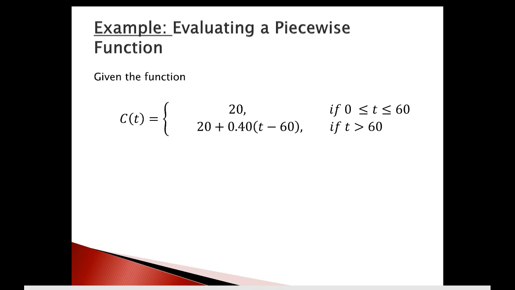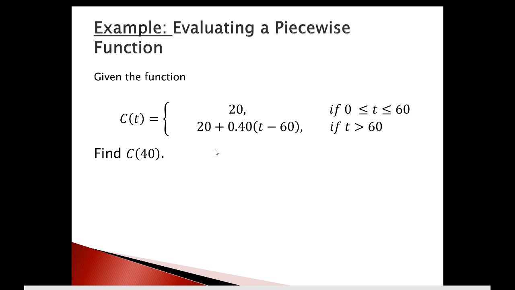Our function is c of t. Now we can see here we have two equations. When the value of t is in between 0 and 60, the value of c of t is equal to 20. And when the value of t is greater than 60, c of t is equal to this equation.